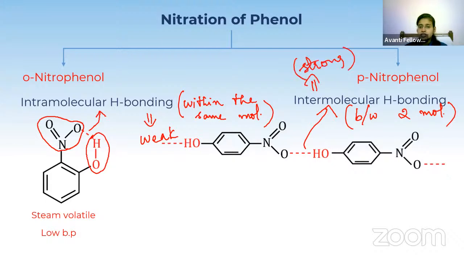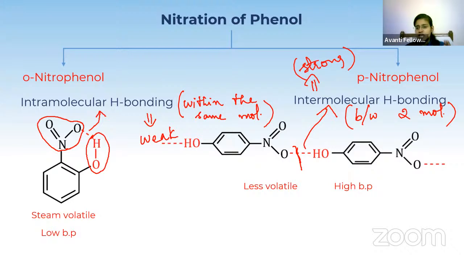This bonding is strong, very difficult to break. It requires a high amount of energy to be broken down. Only at very high temperature can we break this bond. So it is less volatile in nature and has a high boiling point. Ortho and para products will be formed within the same container.